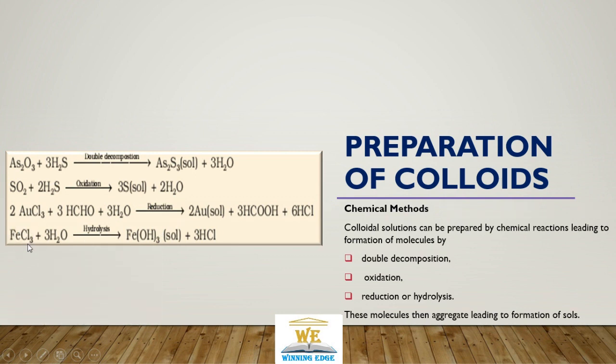In this part, ferric chloride again, we hydrolyze it to get a ferric hydroxide sol. So these are a few methods to prepare different sols like gold, sulfur, arsenious sulfide and ferric hydroxide sols. Here you might be surprised to see it as oxidation, because this sulfide got oxidized here.